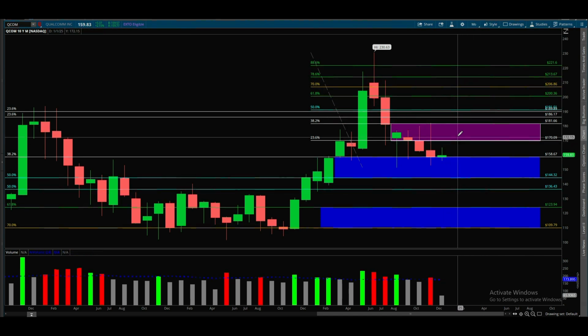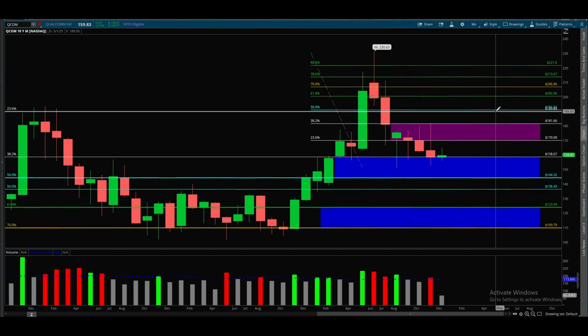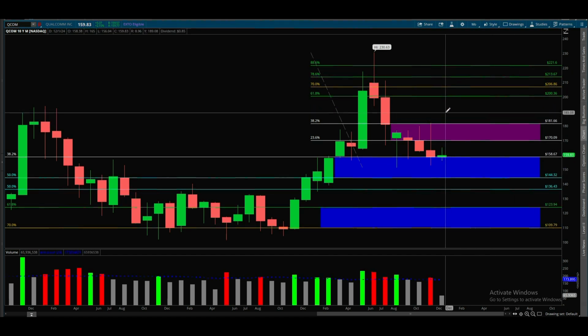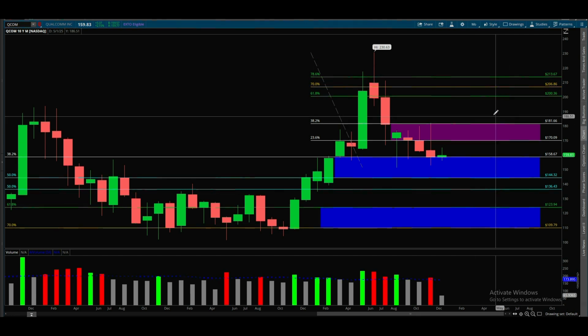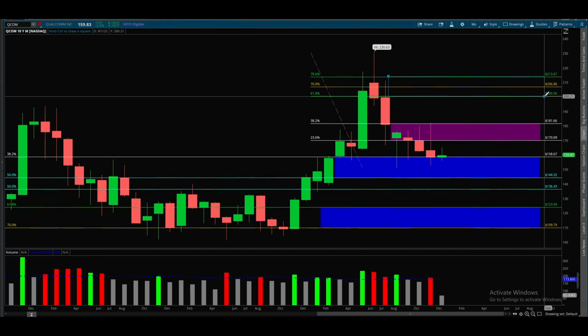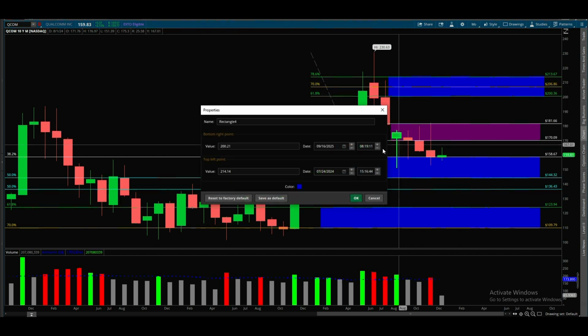So the next place they'll likely go after this is, we can erase this, we can erase this, we can definitely erase this, and we can erase this, and they would go right here. This is where the market would take Qualcomm, assuming they clear the supply zone right here.